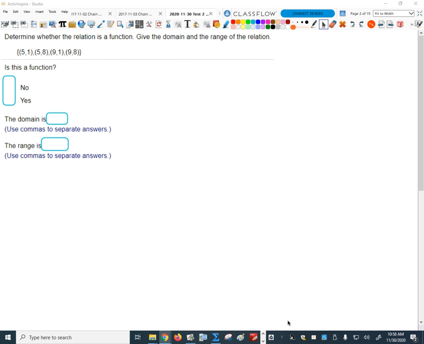All right, so determine whether the relation is a function, first of all. Okay, so let's remind ourselves real quick, what's it mean to be a function? How do we know when a relation is a function? And I'll throw this out there.